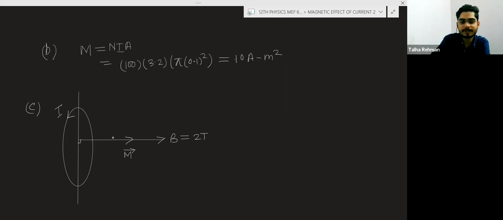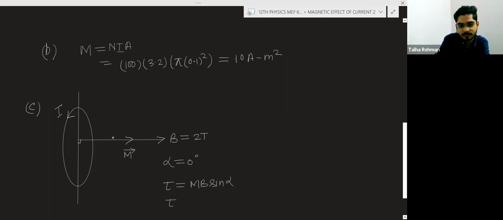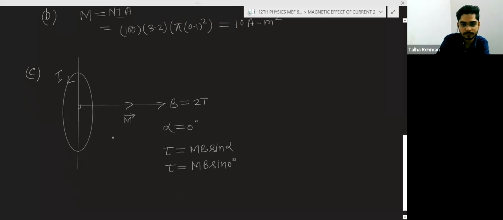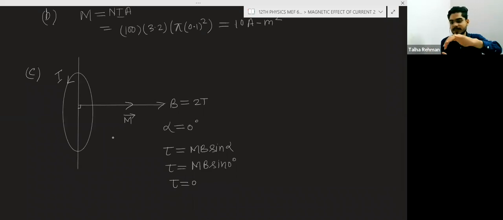So what is the angle between the magnetic moment and the magnetic field? That is alpha here. Alpha is equal to 0 degree. So what will be the torque? mB sine alpha, mB sine 0, torque will be 0. After that, they are saying you have just rotated the coil 90 degree.